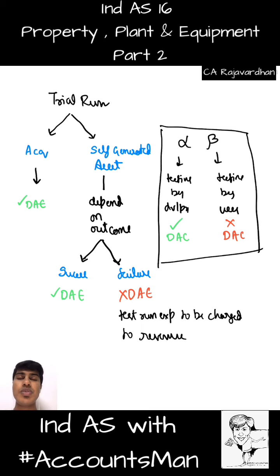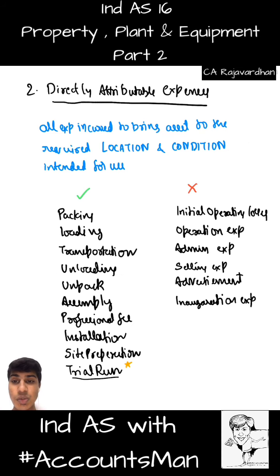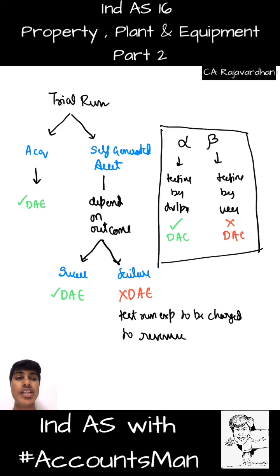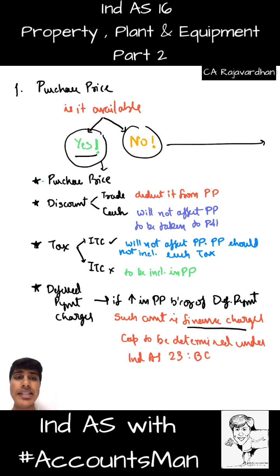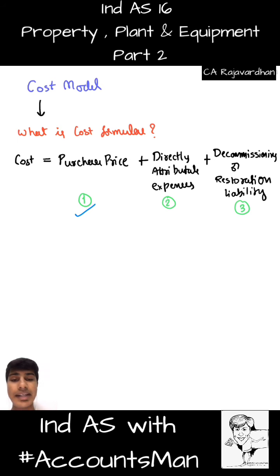And the test expenses which are included in our directly attributable expenses or cost are only alpha test expenses and not beta test expenses. These terms are not used in the standard with regard to alpha and beta, but this is something that I have concluded based on my understanding of the problems that I have usually solved in the class where Ind AS was taught. Yeah, so that's with respect to the second part of the cost formula, that is, directly attributable expenses. So now let me take you to the third part, that is decommissioning or restoration liability.